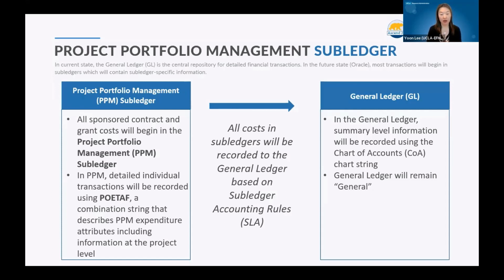With this structure, all contract and grant expenses will begin in the PPM subledger. Detailed transactions will be recorded in PPM using POETAF, which is a chart string that describes the PPM expenditure attributes. Then all these expenses in the PPM subledger will be recorded to the general ledger at a summary level, following the subledger accounting rules that I mentioned, and using the chart of accounts string in the general ledger.